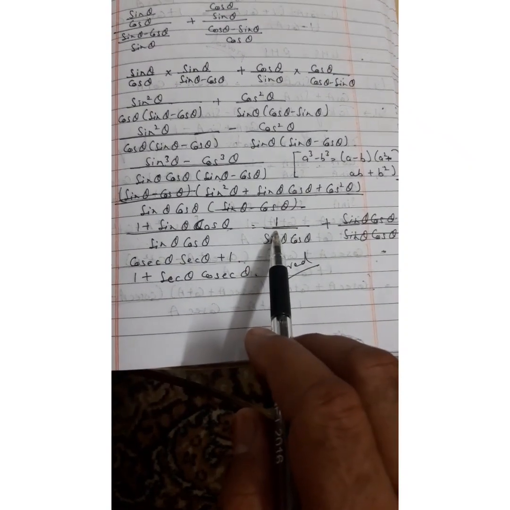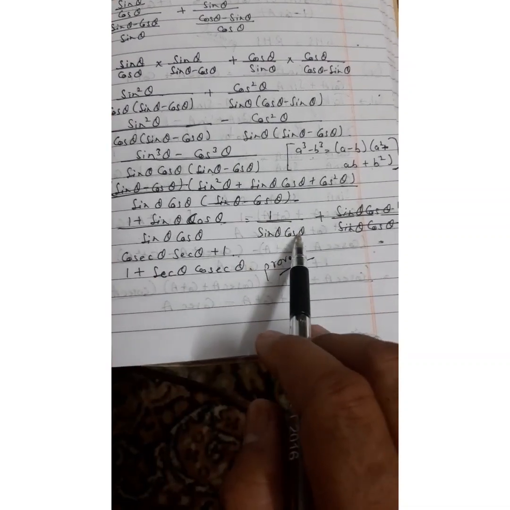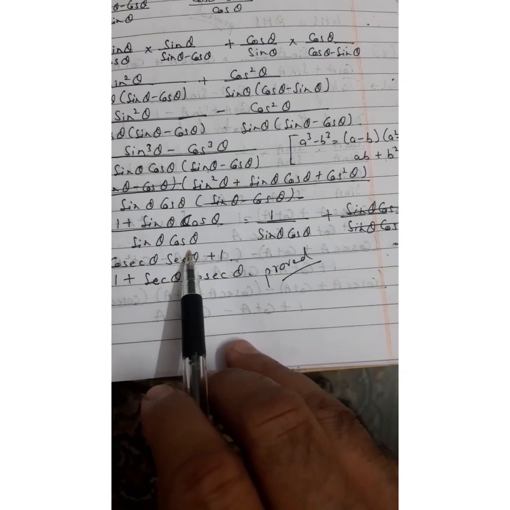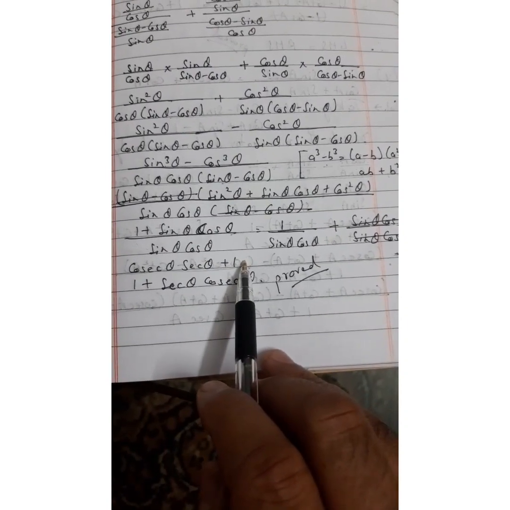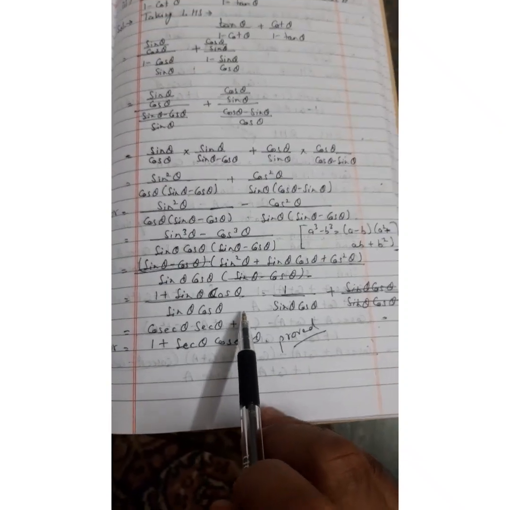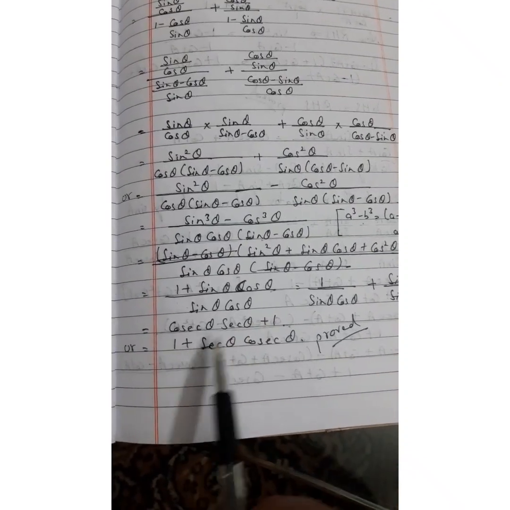Again we have to separate them. Here I haven't shown: 1 upon sin theta is cosec theta and 1 upon cos theta is sec theta, plus 1. Right? Because in the question we have a different form, meaning the arrangement is different, so we have to write according to that arrangement: 1 plus sec theta into cosec theta, and that is the part that we have to prove.